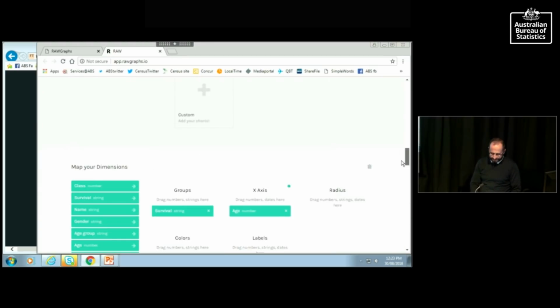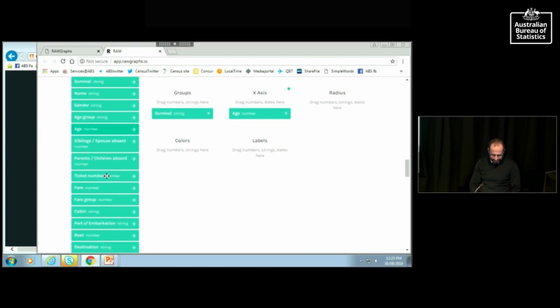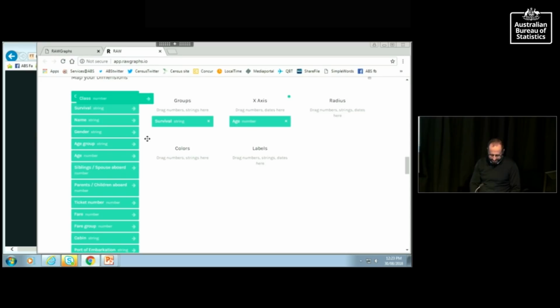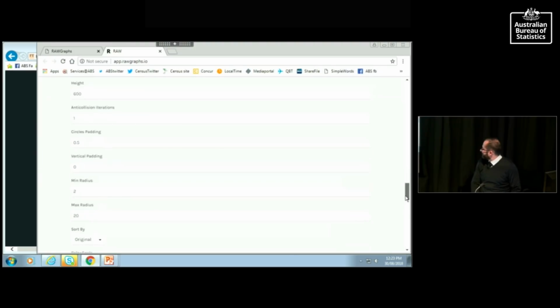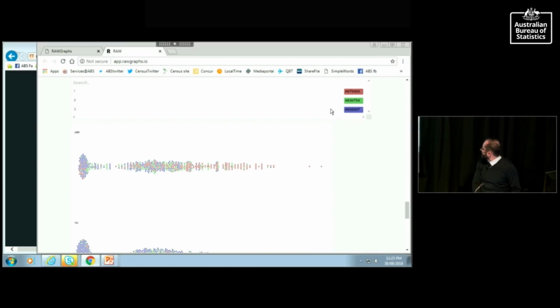And just a little bit of context that we can add in here for colour is, let's put the class of their ticket. And just drag that on there. And now the colour of the dot represents the class of the ticket. And you can change these if you want. So if you want to make them all lipstick red and so on, you can do that. But the red ones here are first class.